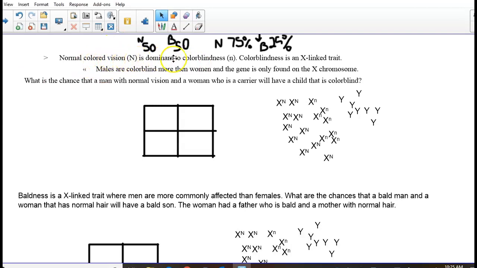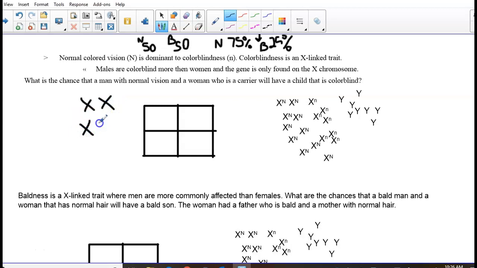Normal colored vision, big N, is dominant to color blindness, little n. Color blindness is an X-linked trait. So as soon as you see the words X-linked or sex-linked trait, you need to think XX, XY. This is no longer going to be the same in males and females. So males are colorblind more than women, and the gene is only found on the X chromosome. What is the chance that a man with normal vision and a woman who is a carrier will have a child that is colorblind? Well, one trick to these problems is as soon as you see the words X-linked or sex-linked, you want to draw an XX and an XY because it matters. Males and females are different. Male is going to be XY, female is going to be XX.